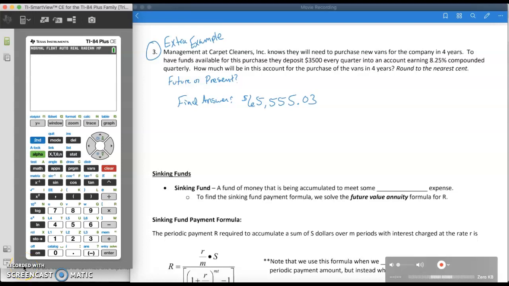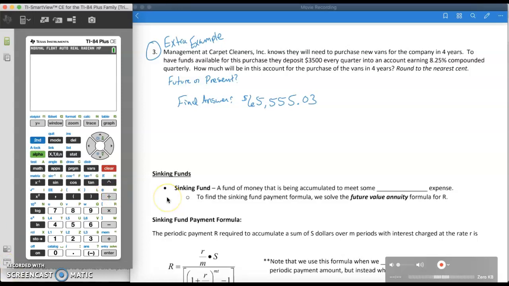Okay guys, I'm going to skip number 3 for the video because, just like in class, I sometimes overestimate or underestimate the amount of time it's going to take for me to get through these problems. So I'm leaving this as an extra example for you to do, if you so choose, to test yourself on deciding whether you need the future or present annuity formula, and I'm giving you the final answer there to check your work. So feel free to do that, and if you have any questions, you can email me or message me in Canvas about that.